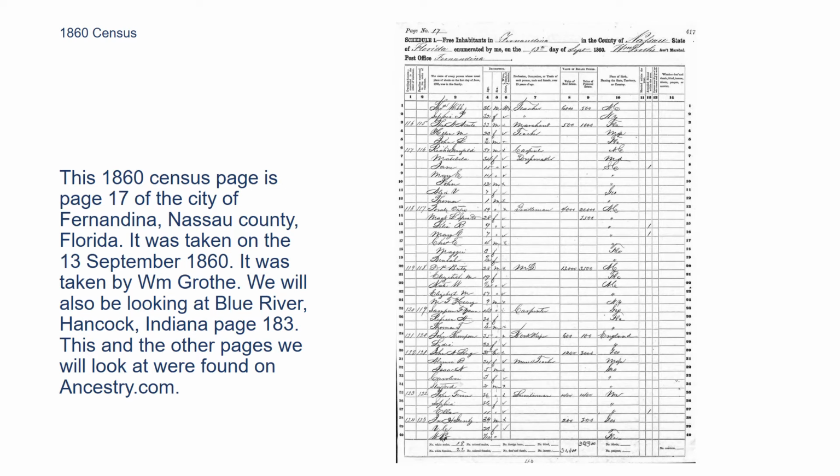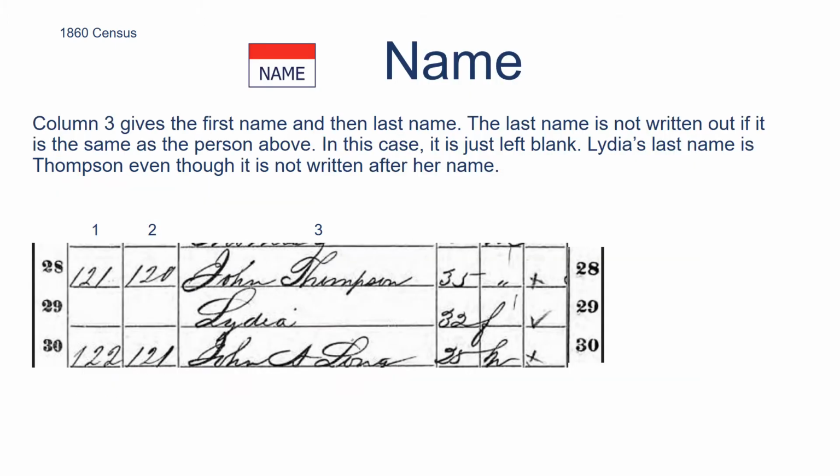This 1860 census page is page 17 of the city of Fernandina, Nassau County, Florida. It was taken on the 13th of September, 1860, by William Groth. We will also be looking at Blue River, Hancock, Indiana, page 183. This and the other pages we will look at were found on Ancestry.com.